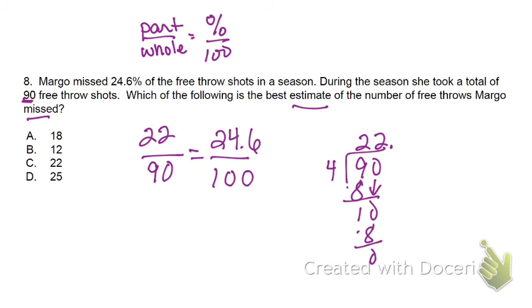I'm going to double check it here with a quick little calculator and say cross multiply and divide. So 90 times 24.6, and then divide by 100. Yes, you're going to get 22.14. Okay, so 22 was your answer. It's a percent proportion, so you do part over whole equals percent over 100. All right, thanks, Rams.